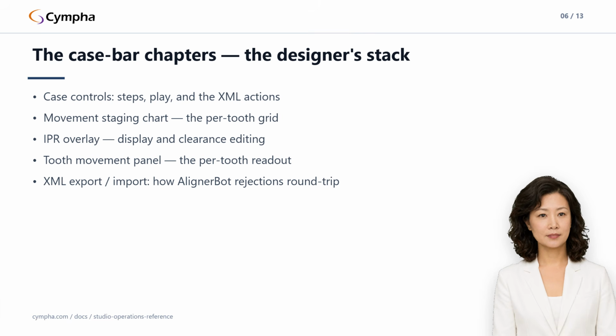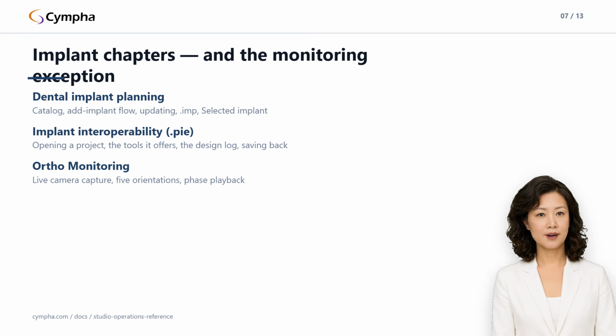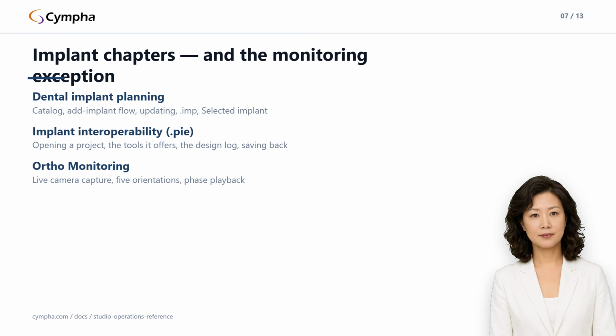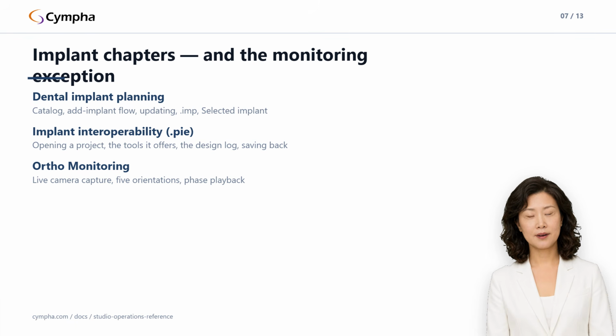Then ortho monitoring, which gets a chapter befitting its exceptional status, because it's the one workspace that rearranges the layout rather than just filtering the menu. The case bar gains camera, cloud save, and orientation cycle controls, and a playback panel mounts beside the 3-dimensional view.